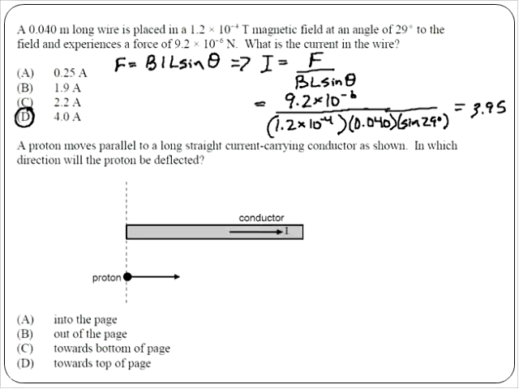So we've got a proton moving parallel to a straight current-carrying conductor as shown. In which direction will the proton be deflected? Well, this is where your left-hand rules come in. So for a proton, now remember, a proton is a positive charge, but your left-hand rules deal with negatives. So let's use our left-hand rule first. If this were an electron, the left-hand rule says your fingers point in the direction of the magnetic field. So we've got to figure out the direction of the magnetic field first.